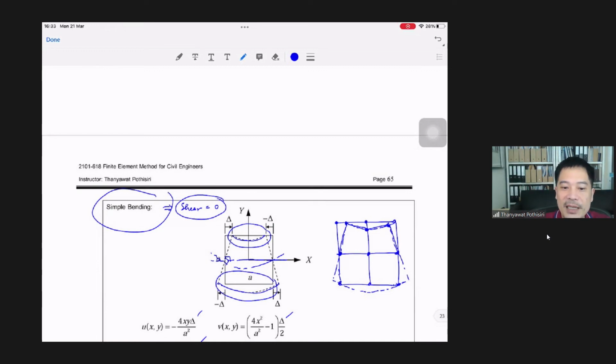And if you use a larger number of elements like this, then your total strain energy would get lower, because now within each element, the shear deformation would become smaller and smaller.